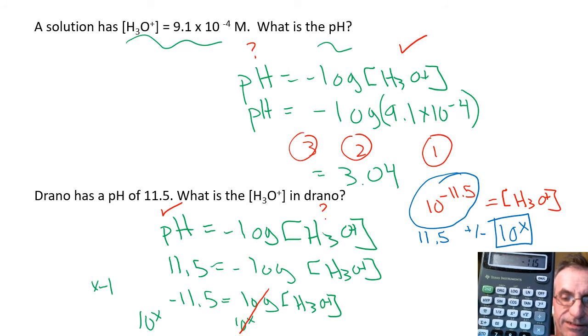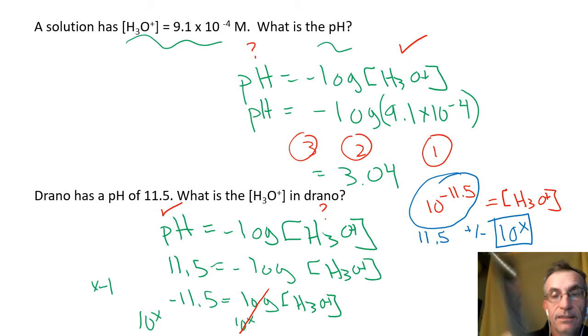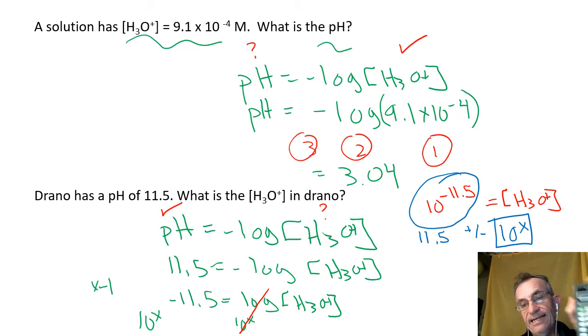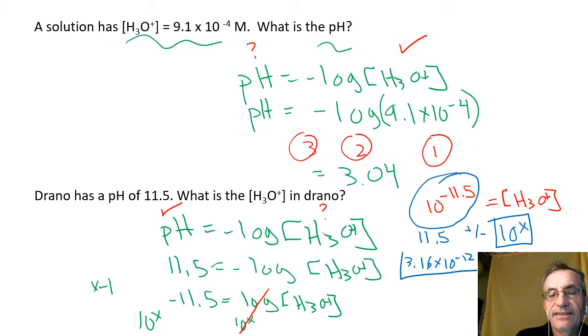So on my calculator, I actually do second log. That'll be 10 to the x. That'll get me that 10 to the x button. Let's do it. So I got it in my calculator. Still says negative 11.5. Second log. Did your calculator do anything? This is what it should say. You should be getting 3.16 times 10 to the minus 12. That should be the answer. 3.16 times 10 to the minus 12.